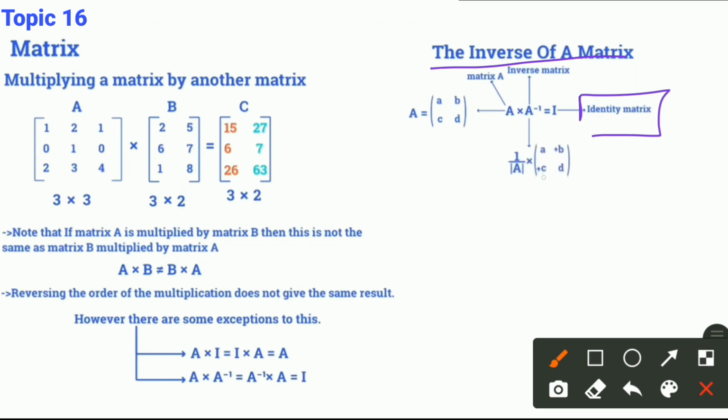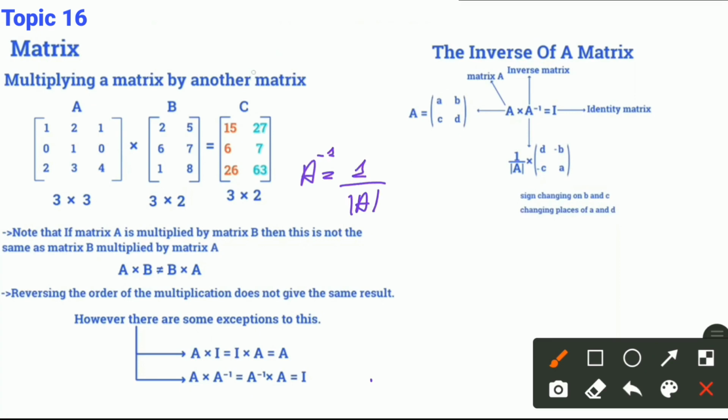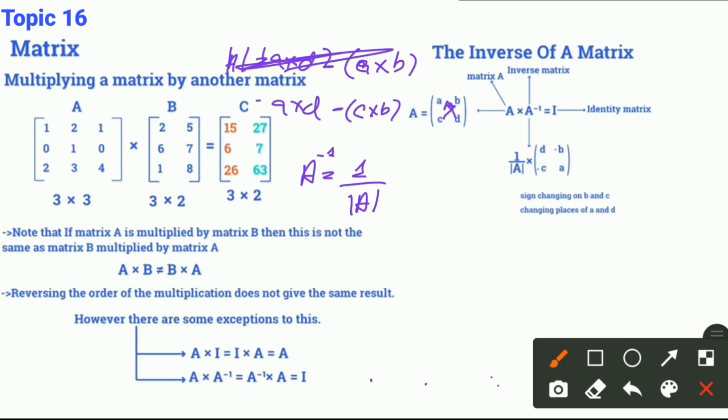How to find the inverse matrix? See it carefully. In order to find the inverse matrix, first of all, you're going to take the determinant of A, and it's easy. In order to take the determinant of A, you multiply the opposite numbers: A multiplied by D minus C multiplied by B. Then in this way you will find the determinant, and after finding the determinant, you change places of A and D, and you change the sign of C and B.